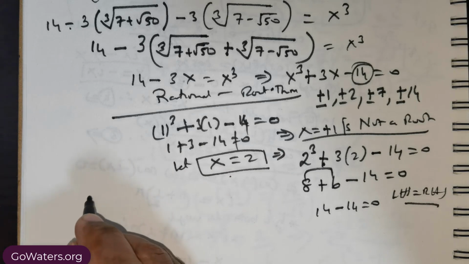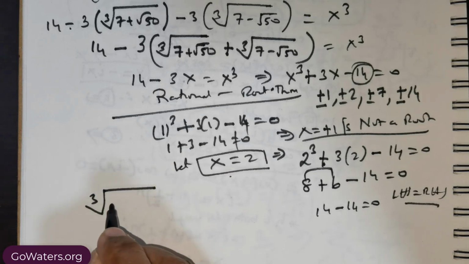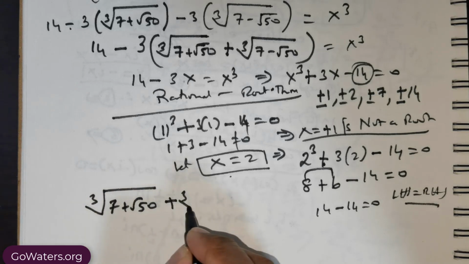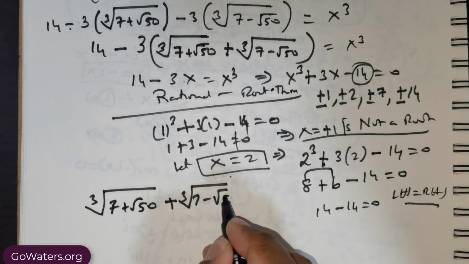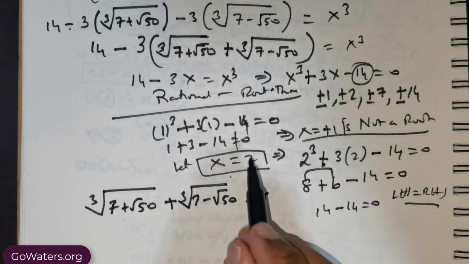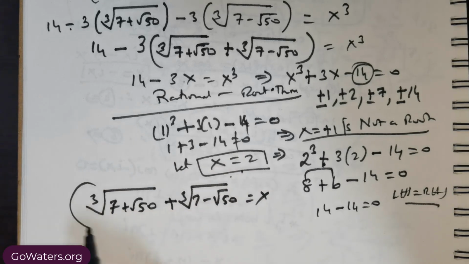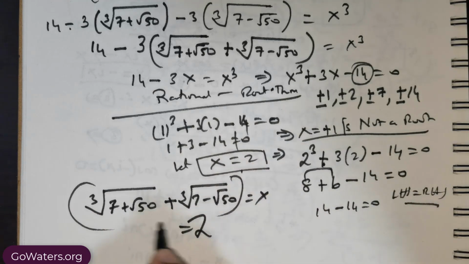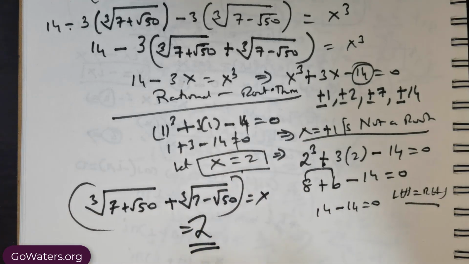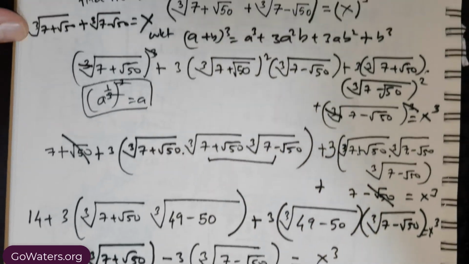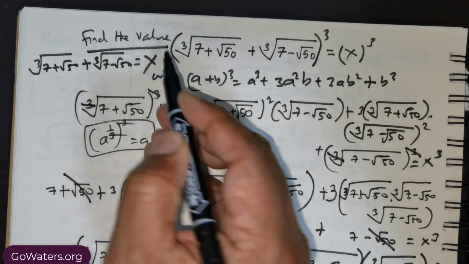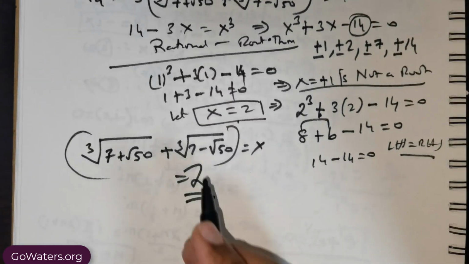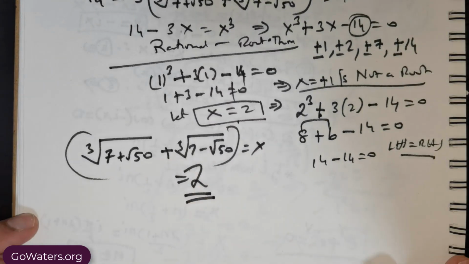Now if you would remember, we started like this. Let the third root of 7 positive root of 50 positive third root of 7 negative root of 50 be equal to x. And now what have we got? We got this entire quantity being equal to 2. So this is the solution. And that is exactly what we wanted. The question wanted us to find the value of this expression, right? And what is that value? That value is 2.